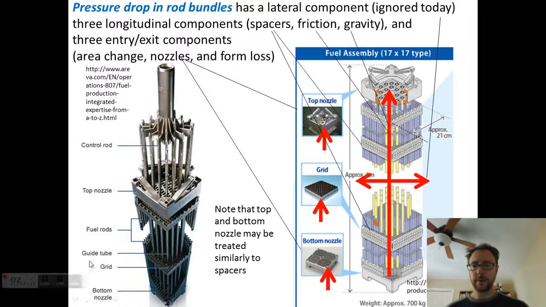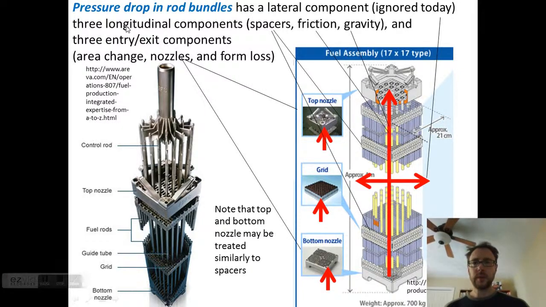So here's a picture of a bundle, and again we have the bottom nozzle, which encompasses an area change and form loss. We have spacer grids holding the fuel tubes in place, and then we have a top nozzle, which is again going to cause an area change, so there'll be some acceleration due to the area change. We have stuff in the way causing form loss or friction as the fluid moves through, and we'll have friction along the tubes.